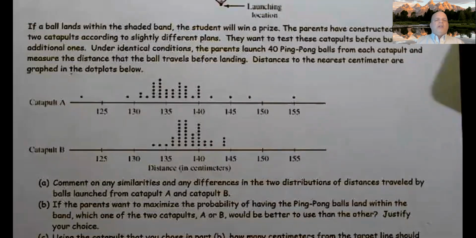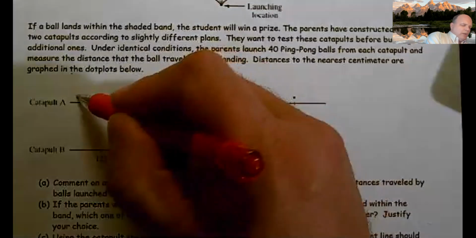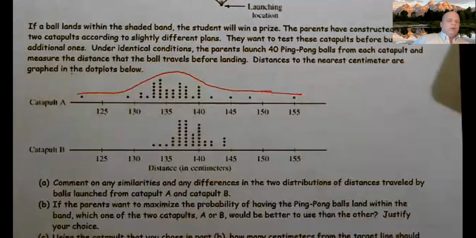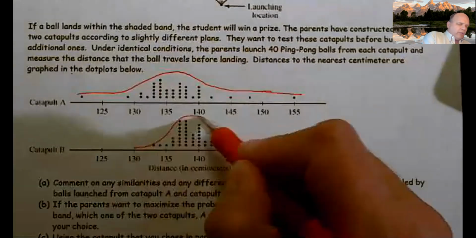It says comment on any similarities and any differences in the two distributions of distances traveled by the balls launched from catapult A and B. As I said, it appears to me that they're reasonably symmetric in mound shape. And here's why I say that. I could kind of sort of fit a curve to that. And then I can kind of sort of fit a curve to this.